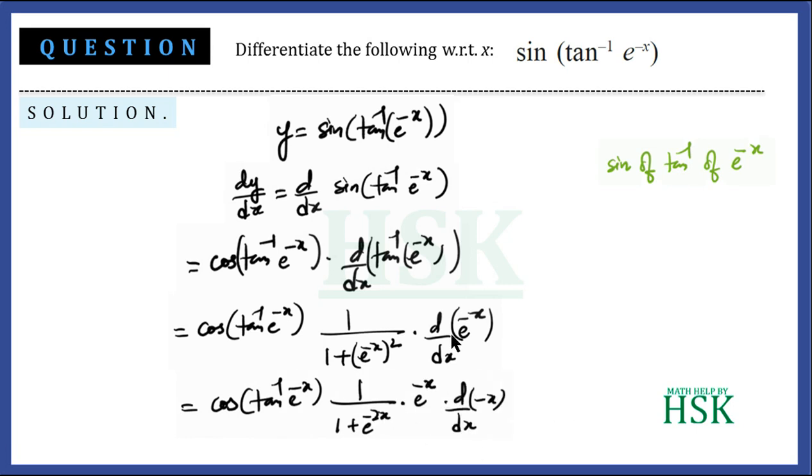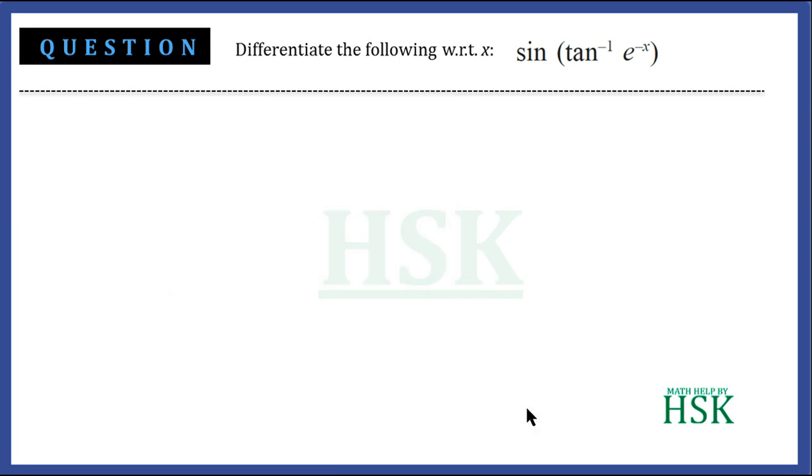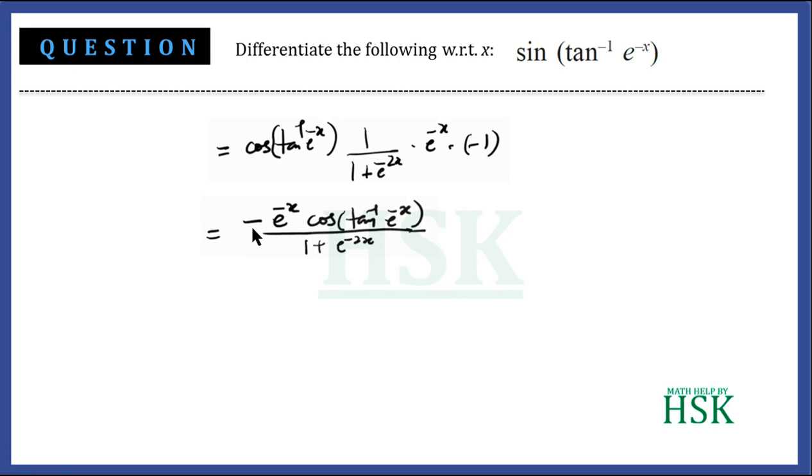Okay, so I'm going to get this term as it is. This term I've written as 1 upon 1 plus e to the power of minus 2x. I've simplified this whole square, and d by dx of e to the power of minus x is e to the power of minus x into d by dx of minus x. Okay, and the differentiation of minus x with respect to x would give me minus 1. So this would be my required answer, e to the power of minus x cos of tan inverse of e to the power of minus x upon 1 plus e to the power of minus 2x, which is the required answer.